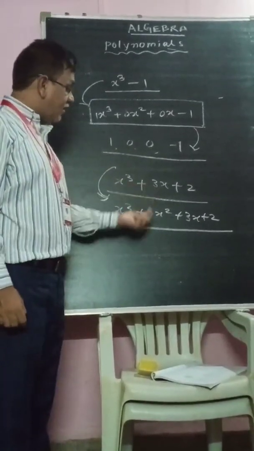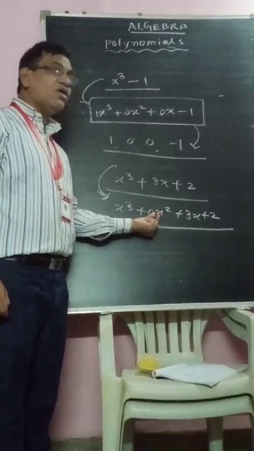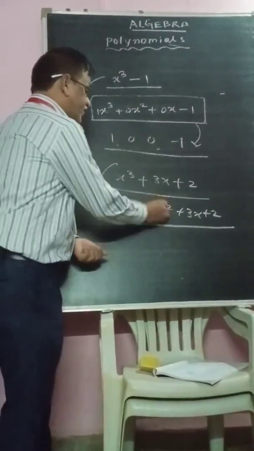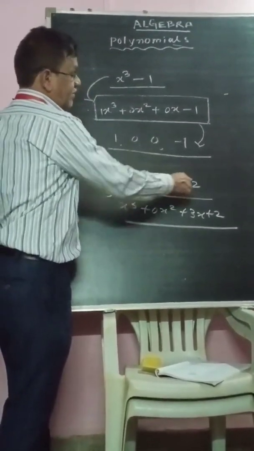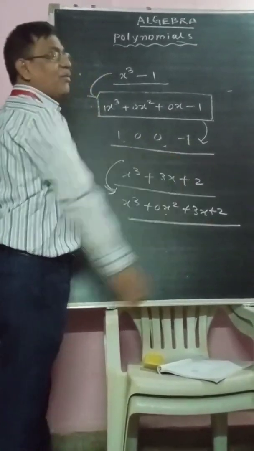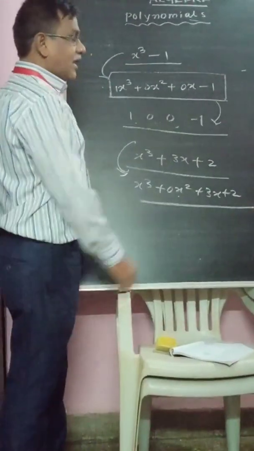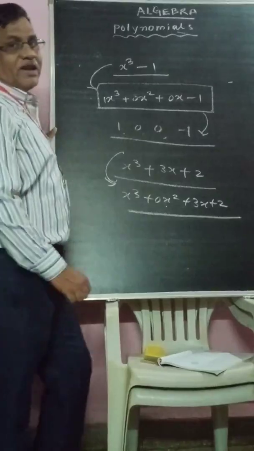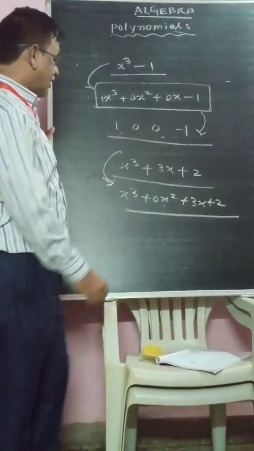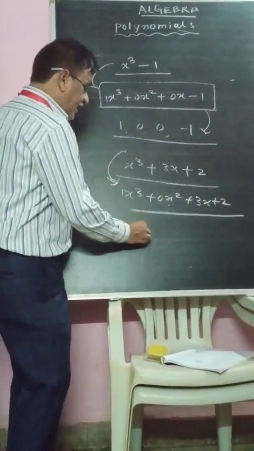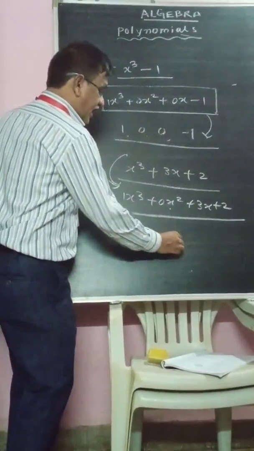Here one term is missed because the coefficient of that term is 0. So we can remove this term and write x cube plus 3x plus 2. But the actual given polynomial is this one. Now how to write this given polynomial in coefficient form? You can write here 1, 0, 3, 2.